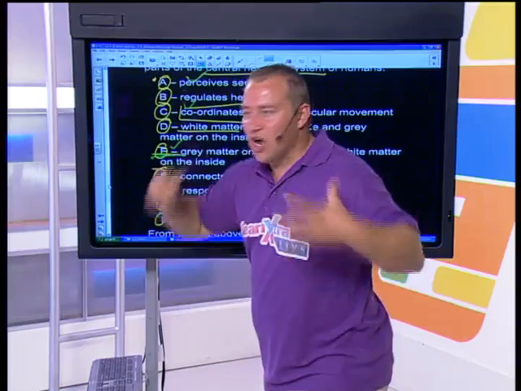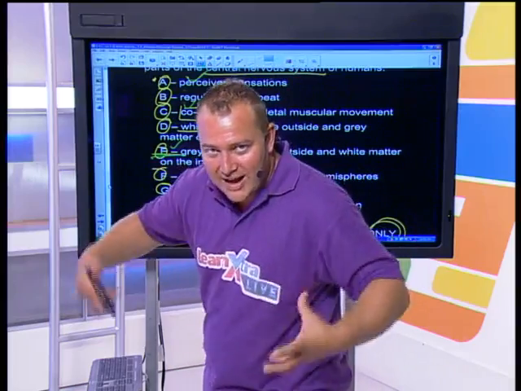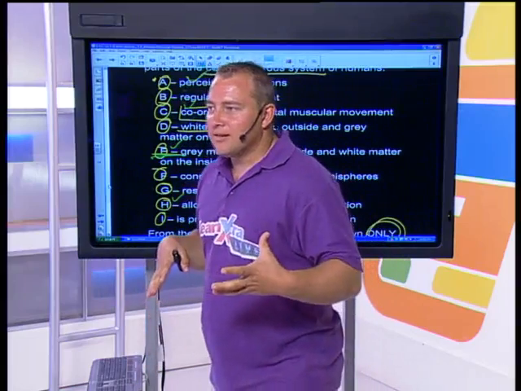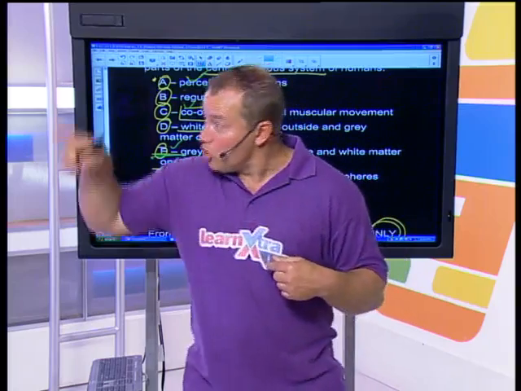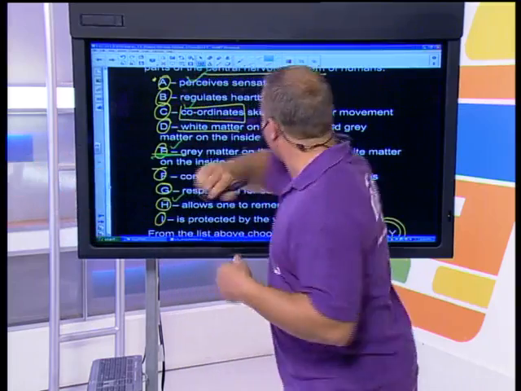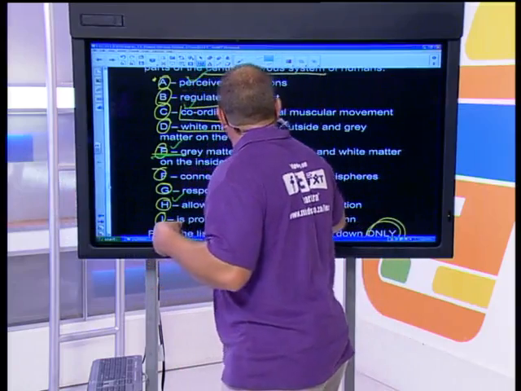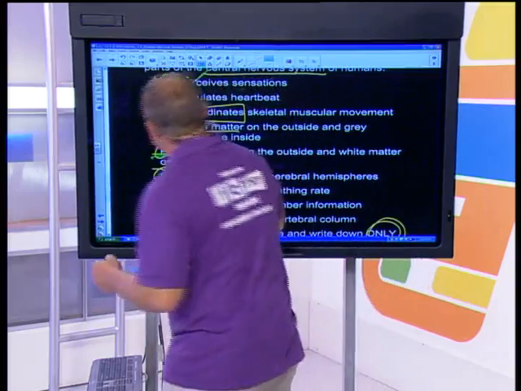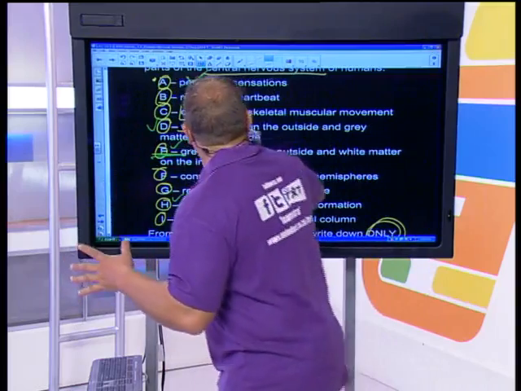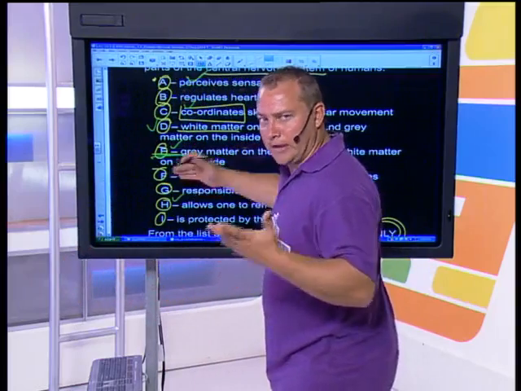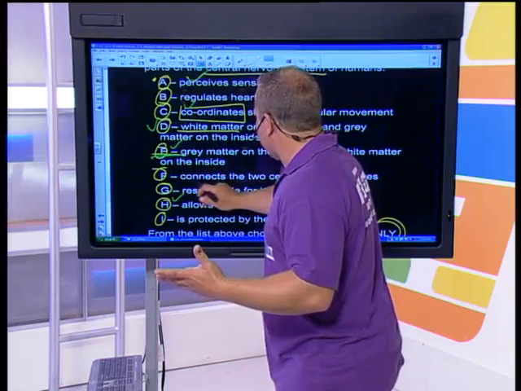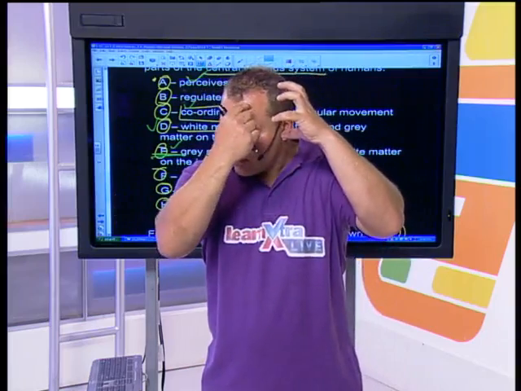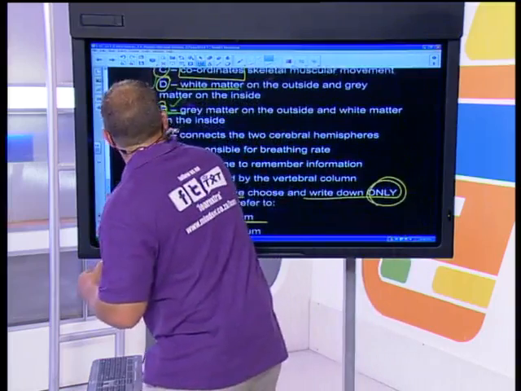Next one. Regulates heartbeat. Does your spine regulate the heartbeat? No. Good girl. Coordinate muscle movement. Yes. Does your spinal cord say you move? No. Good girl. Is it white matter on the outside and grey matter on the inside? Mm-hmm. Good girl. You are so right. So it's definitely D, right? And if it's that one, it definitely can't be grey on the outside. I mean, that's obvious. Does it connect the cerebrum hemispheres? Is it between the two brains, the spinal cord? No. Good girl. Smoking perfect today.